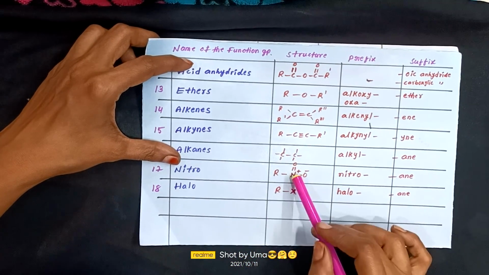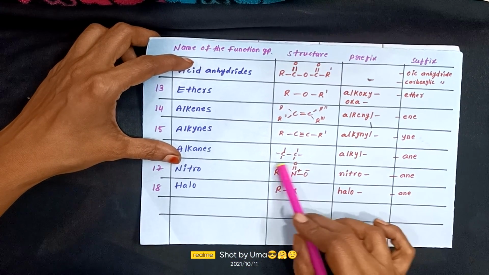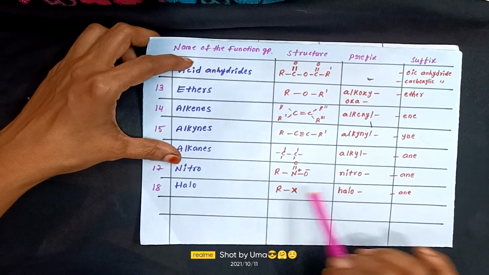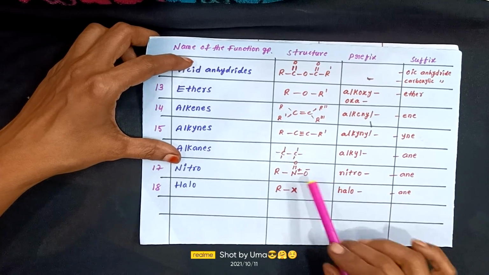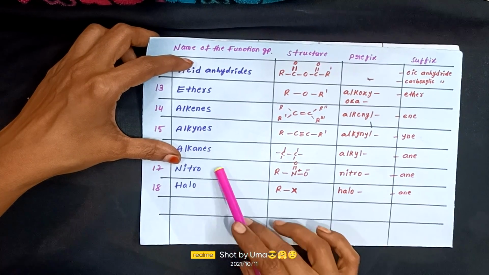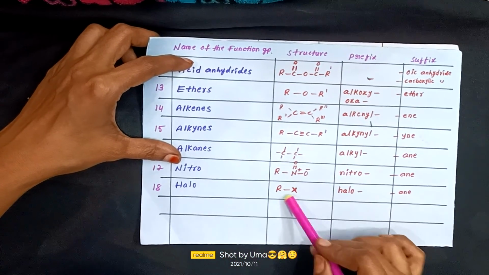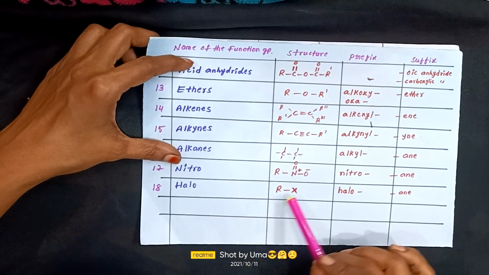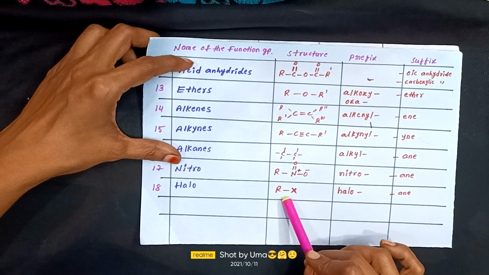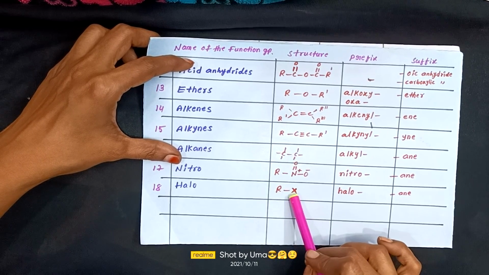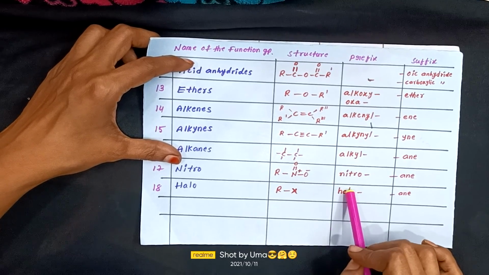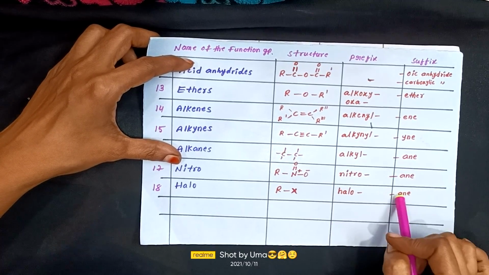And when the NO2 group is attached to the alkyl group, it is said to be the nitro group. So what is the prefix of nitro group, children? Nitro only. And ane is the suffix for the nitro. And halo groups, children, halogens are denoted by the letter X. So R bond X represents alkyl halides or haloalkanes. So halo is the prefix and ane is the suffix.